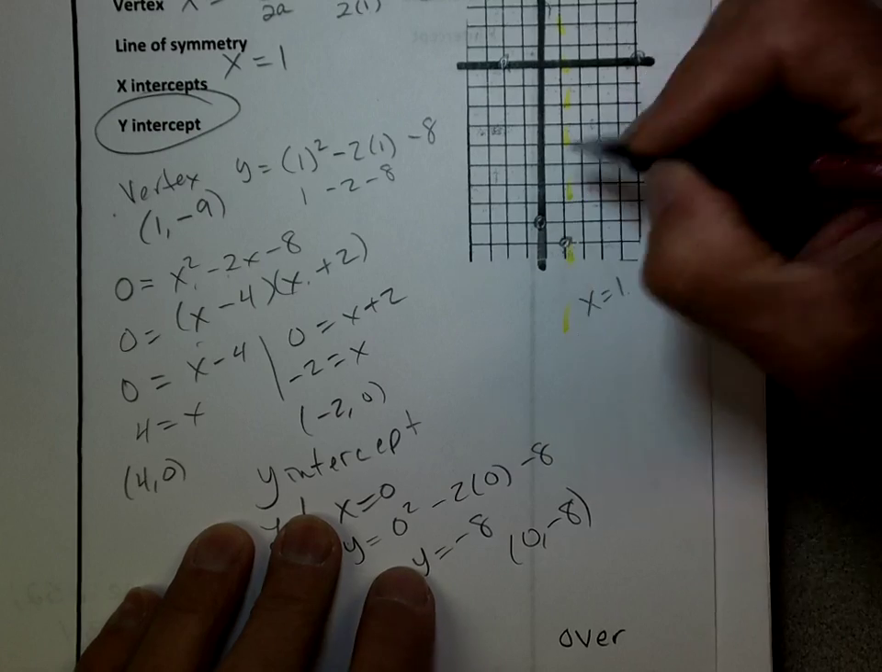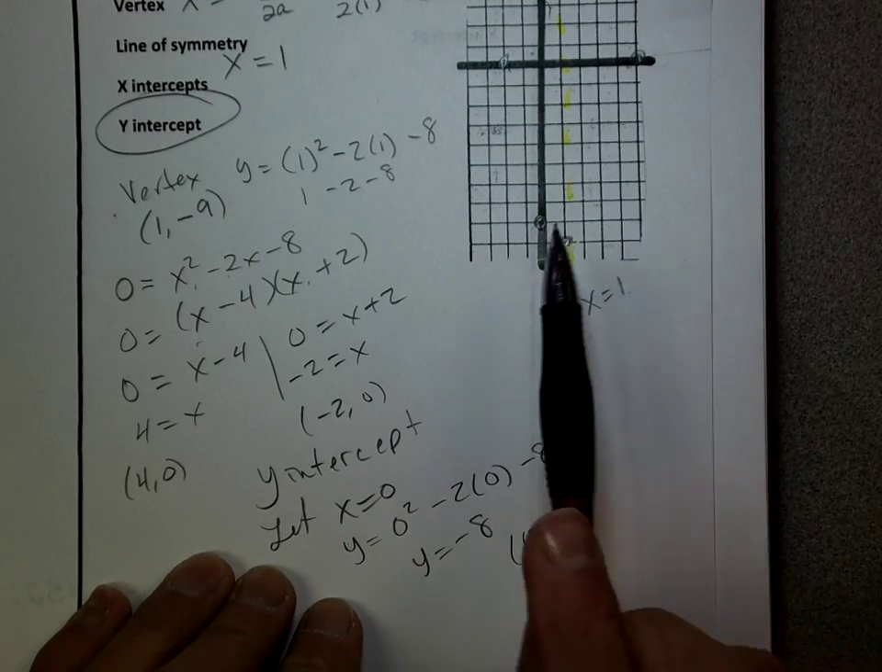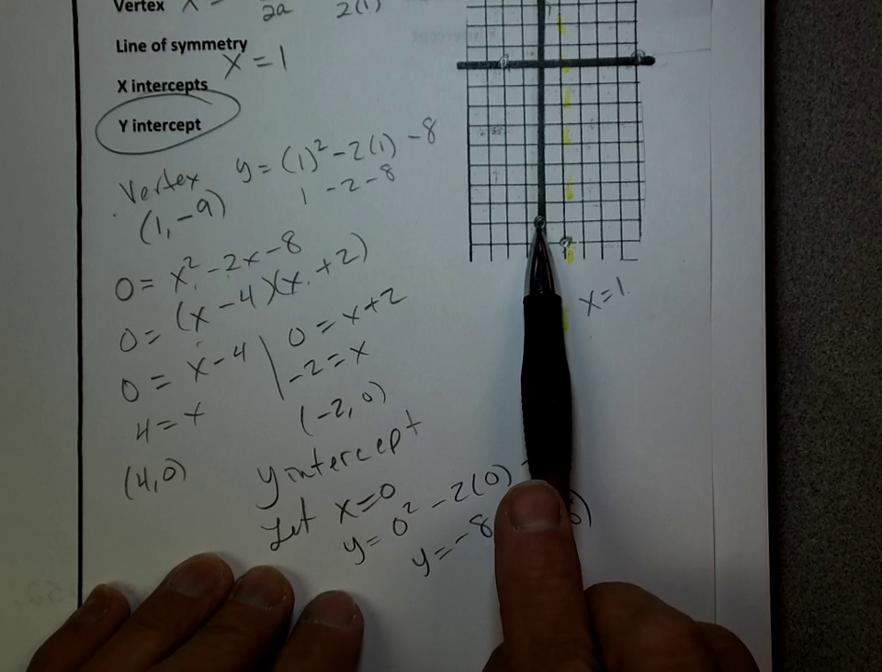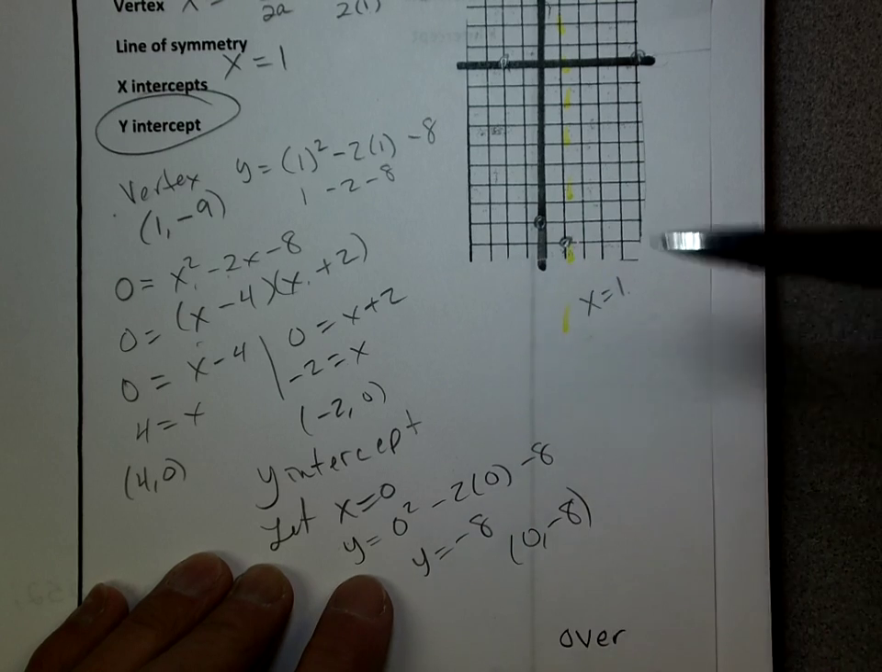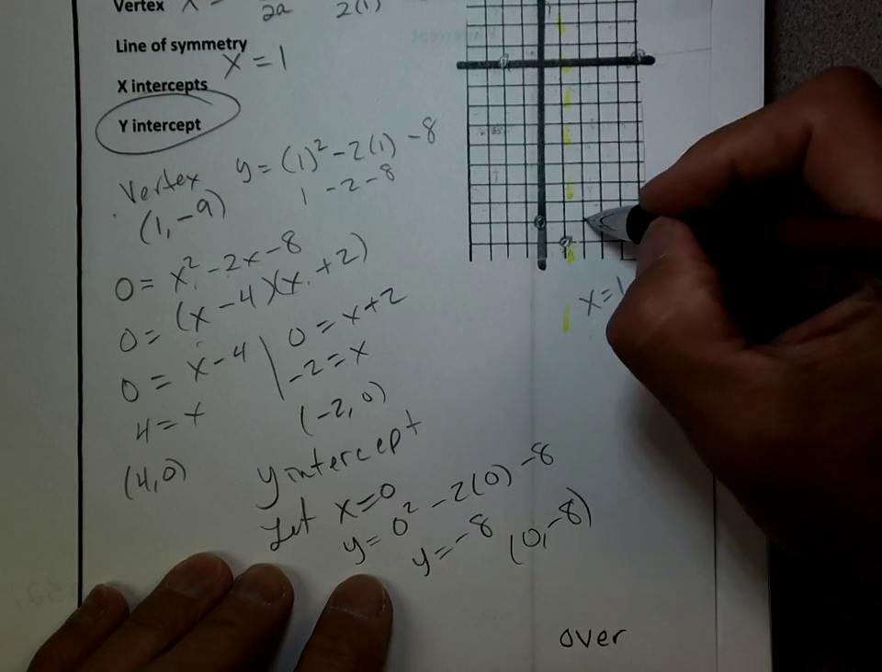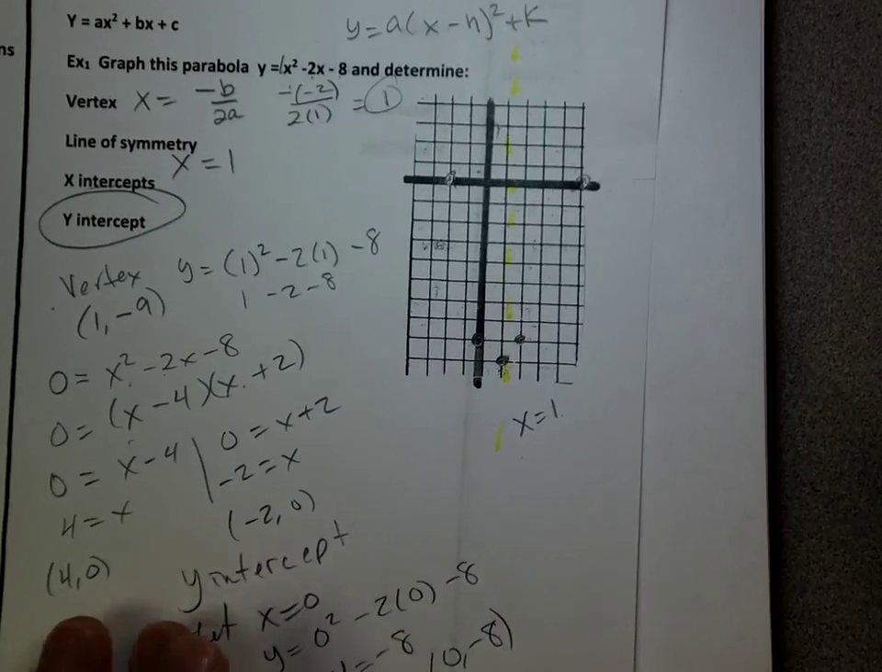Now, the neat thing that I like about the line of symmetry is we have a point on the graph at (0, negative 8). It has a reflection on the other side of the line of symmetry. So I'm going to put a point right here at (2, negative 8), because it's reflected over my line of symmetry. All right, that's easy to graph.